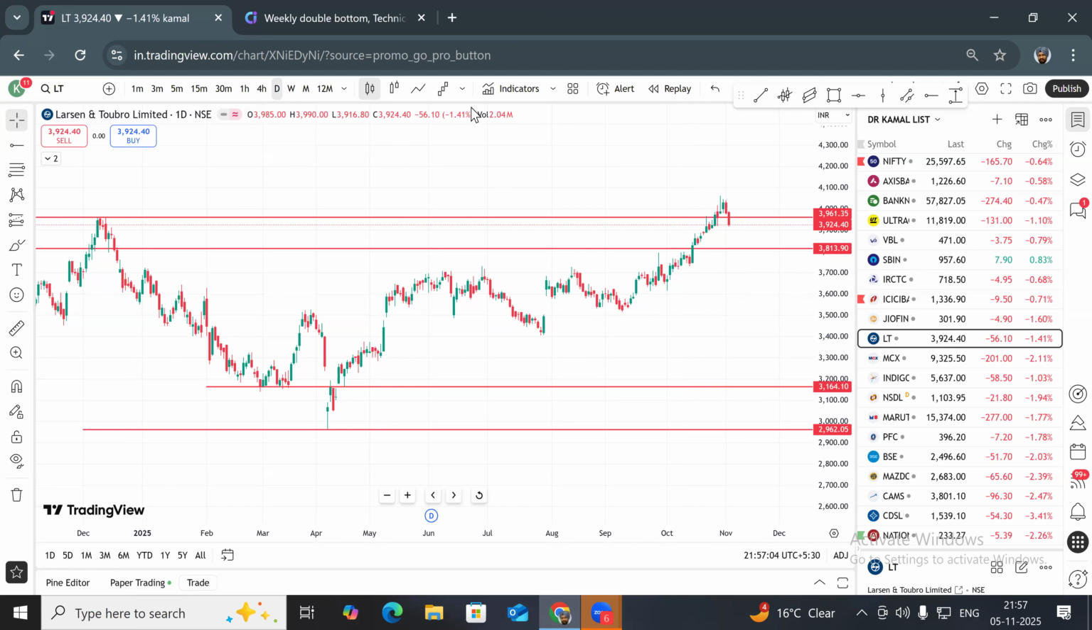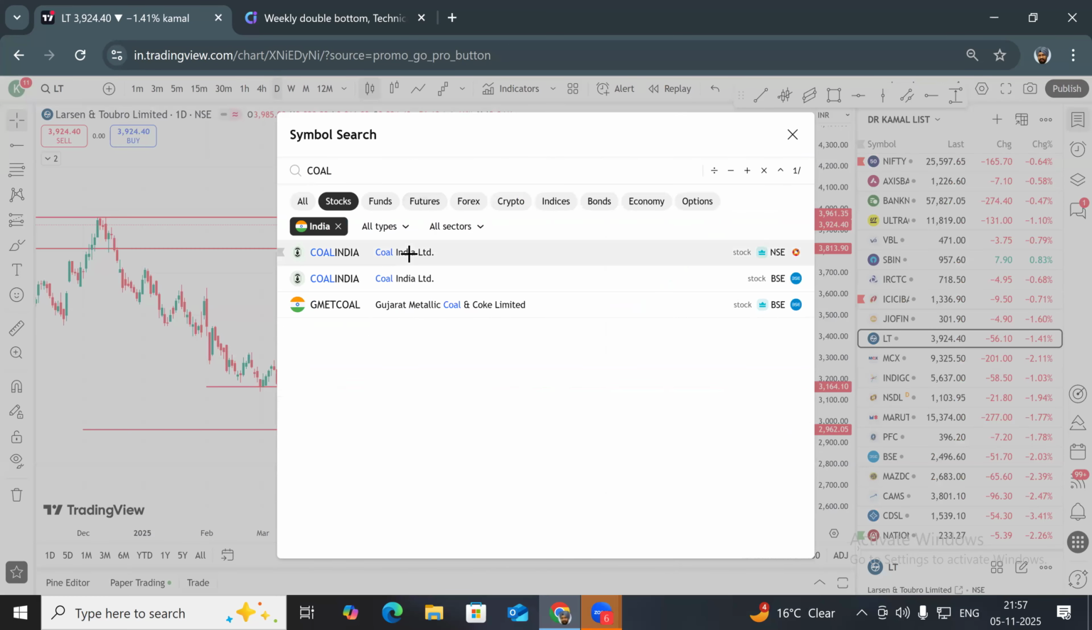Now, somebody said Coal India. Let's go and do Coal India. Who will do Coal India, please?